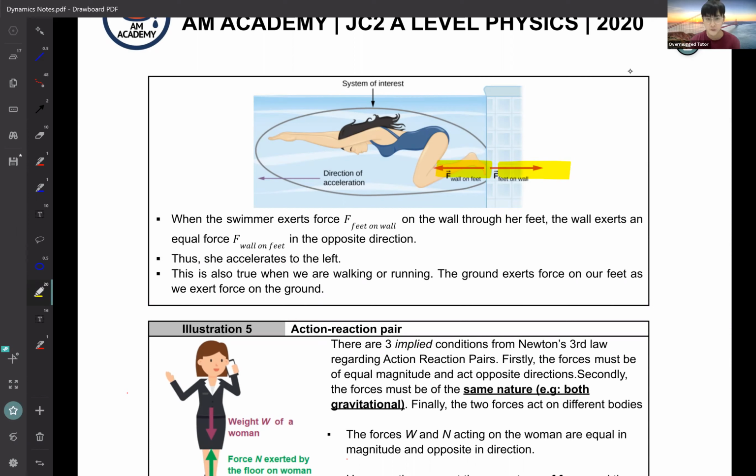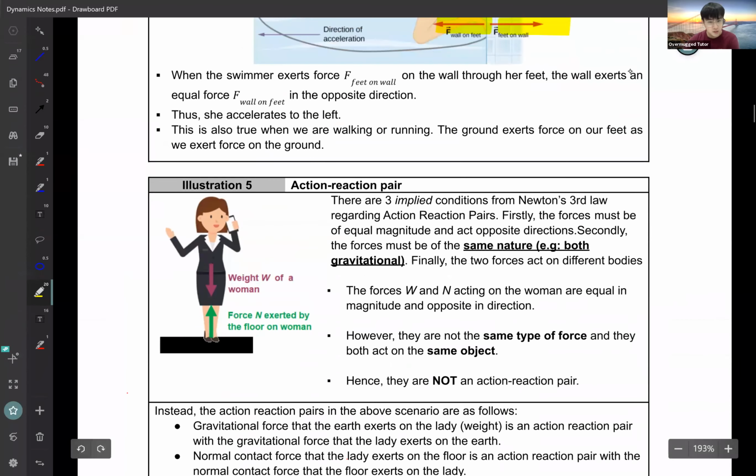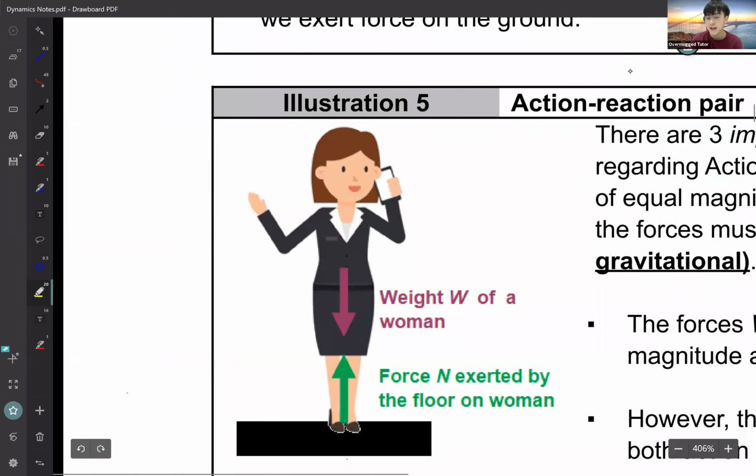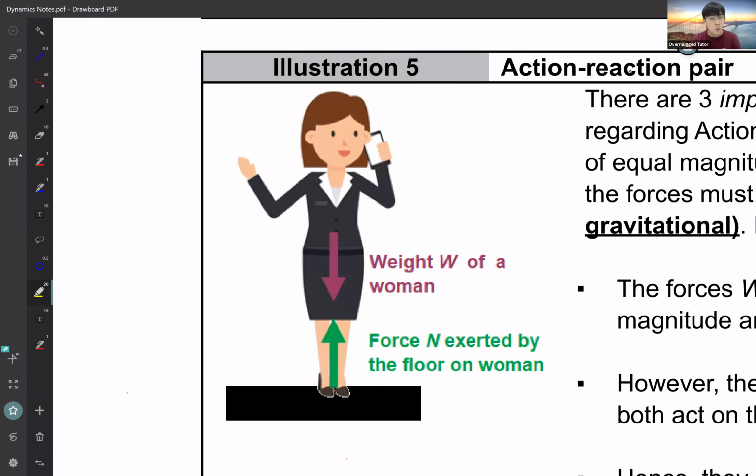Now, I'm going to bring in a very important concept which I've taught my students, and some of you in Sec 4 might have had this massive misconception. So look over here. If you consider the lady here, she's experiencing a weight down and a normal contact force up. One of the biggest misconceptions in Sec 4 is that you thought these were action-reaction pairs. But now let me debunk that. Remember, there are three criteria for you to consider two forces as an action-reaction pair. The three criteria here are not met.